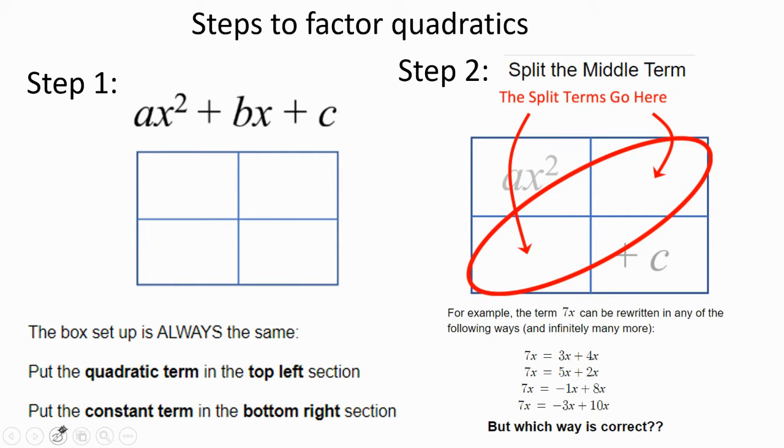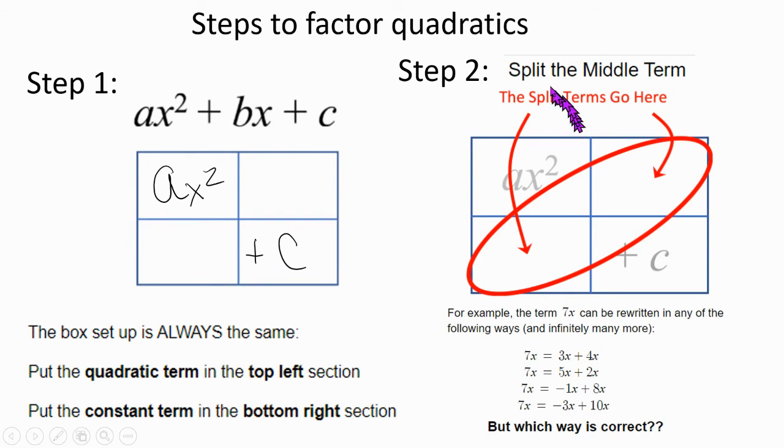Step 1 is you're always going to put your quadratic term in the top left. So whatever this happens to be, you're going to put it in the top left box. And then your constant term is going to be on the bottom right. So whatever that number is without a variable, you're going to put in that box.